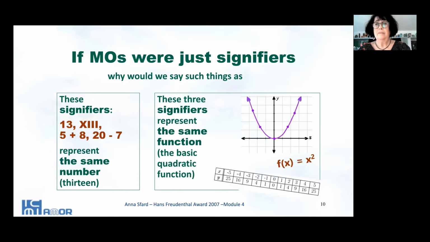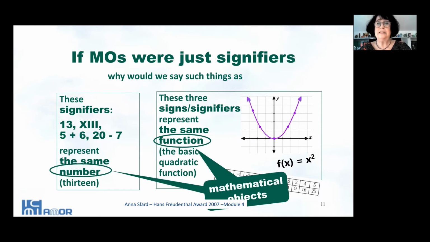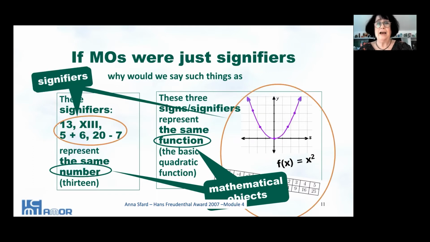Or that these three signifiers here represent the same function, the basic quadratic function? If these signifiers were mathematical objects, why would we say that they only represent mathematical objects? When we say that something represents something, we imply that there are two things, not one, with one of them, in this case, the number and the function, being the real thing, and the other, the signifiers, only their shadows, their tangible avatars.